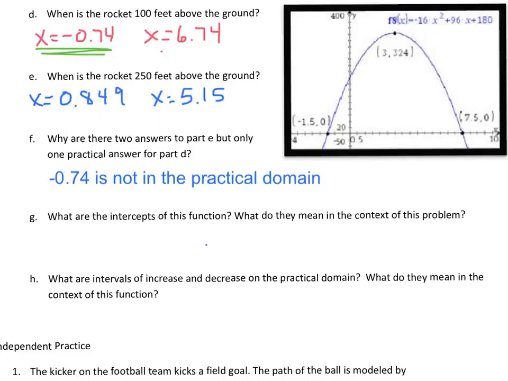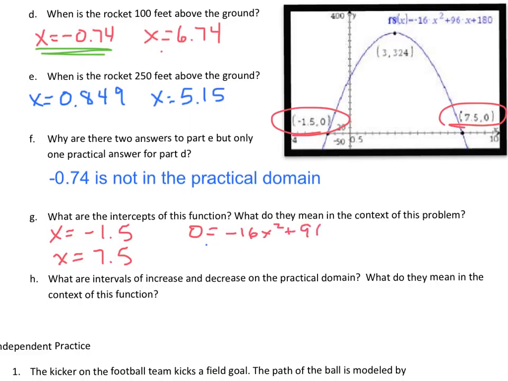Alright, what are the x-intercepts of this function and what do they mean in the context of this problem? Well, to find the x-intercepts, I'm just going to look on the graph because they're already marked. So the x-intercepts are negative 1.5 and 7.5. And if I didn't have them marked on the graph, or they weren't easy to see, then I would just solve the equation 0 equals negative 16x squared plus 96x plus 180. So I'd use the quadratic formula and that would get me right to the answer. But I already have them, so we can go ahead and explain what they mean in the context.